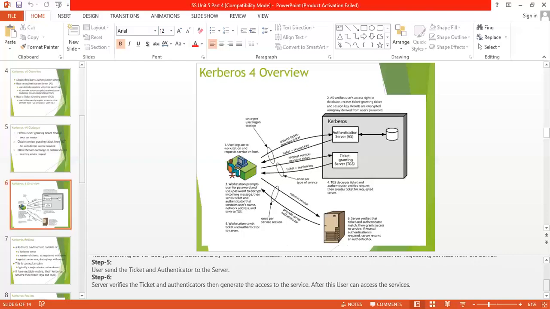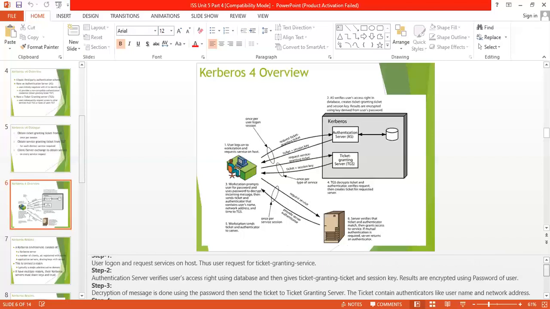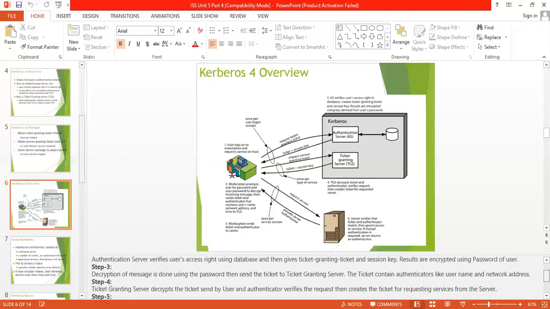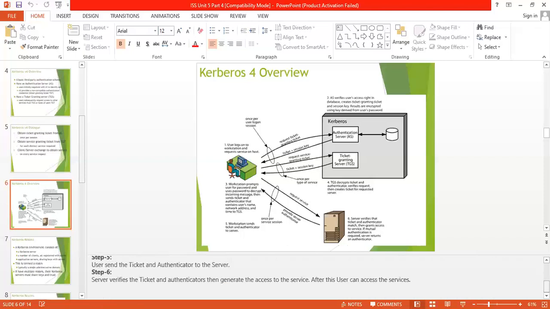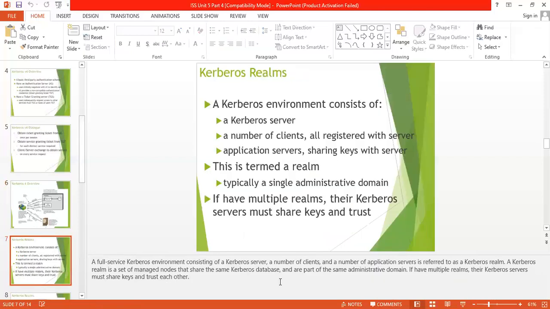That is included in the total 6 steps. In the first, logon for the request, and after this authenticate the user and decrypt the message, and finally communicate with the main server. So basically this is the simple Kerberos version 4 overview. After this, we will discuss the Kerberos realm.